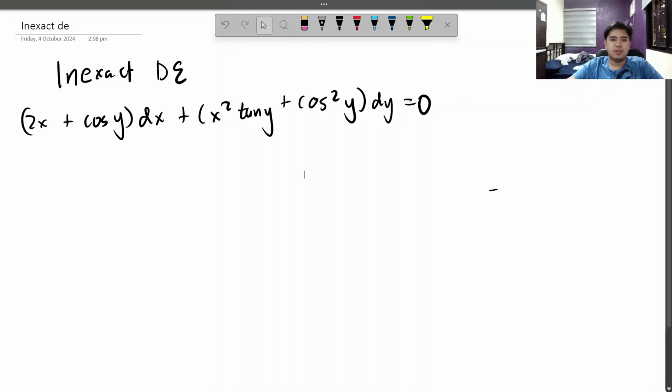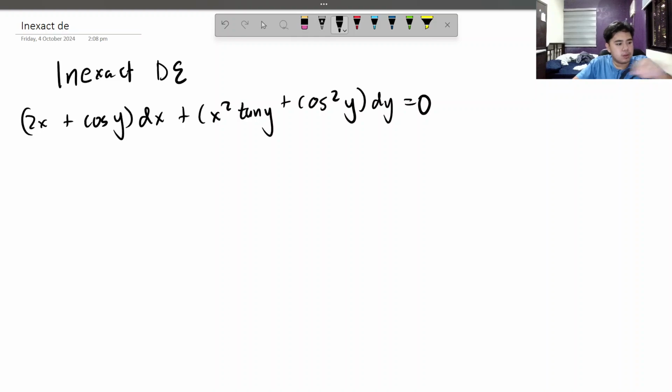All right, now let's proceed to the next problem. Quantity 2x plus cosine y dx plus quantity x squared tangent y plus cosine squared y dy equals 0. Now, this looks like an exact equation, and this is not homogeneous. So let's see if it's exact.